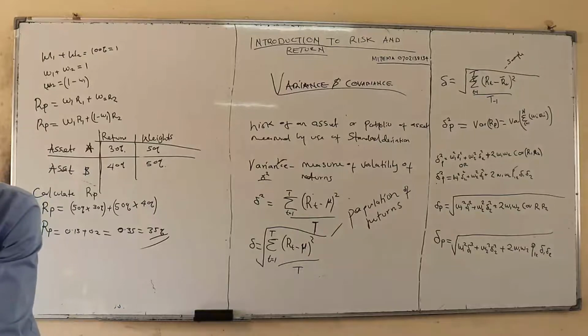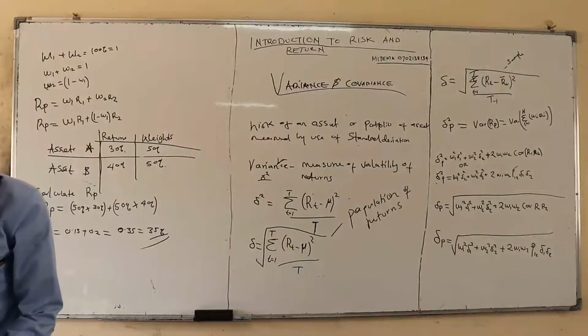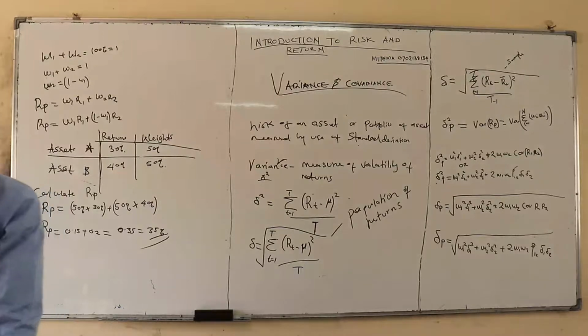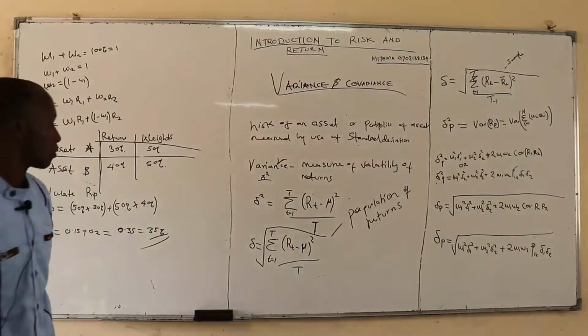So let us look at one example, an example of return and risk of two-asset portfolios. Let's look at one example, and then we also look at other past questions from the past papers, and we try to answer them.